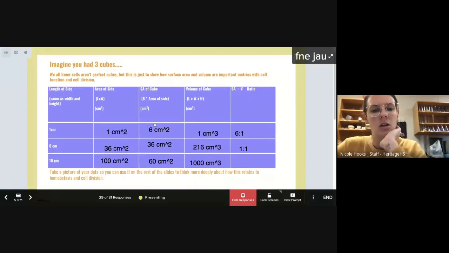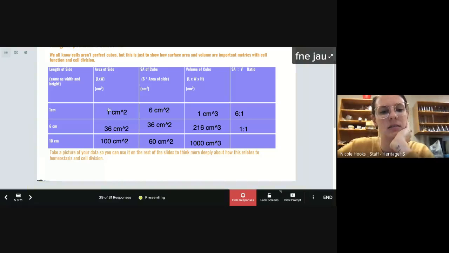Okay, so notice how she has 1 here because length times the width, 1 times 1 is 1. And then 1 times 1 times 6, because it's the area of the side times how many sides there are, because remember a cube has 6 sides. So it's 6. And then the volume is 1 times 1 times 1, so it's 1. And then the surface area to volume ratio is 6 to 1, because this is 6 and this is 1.